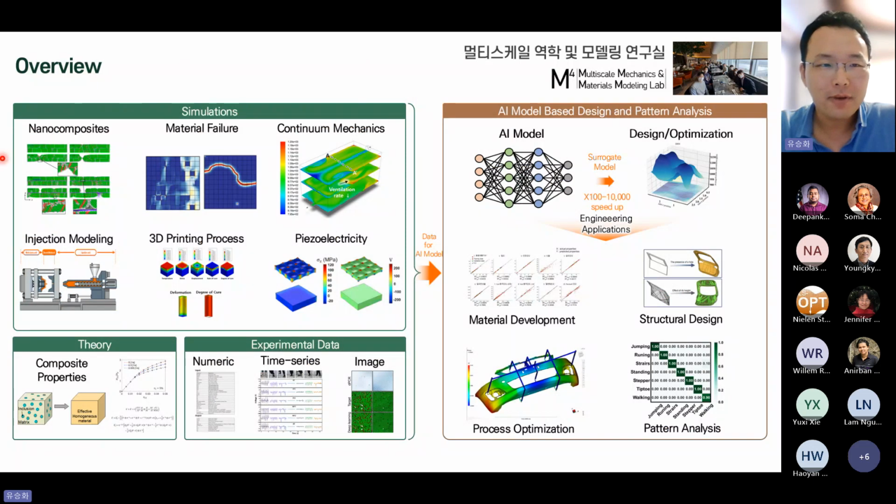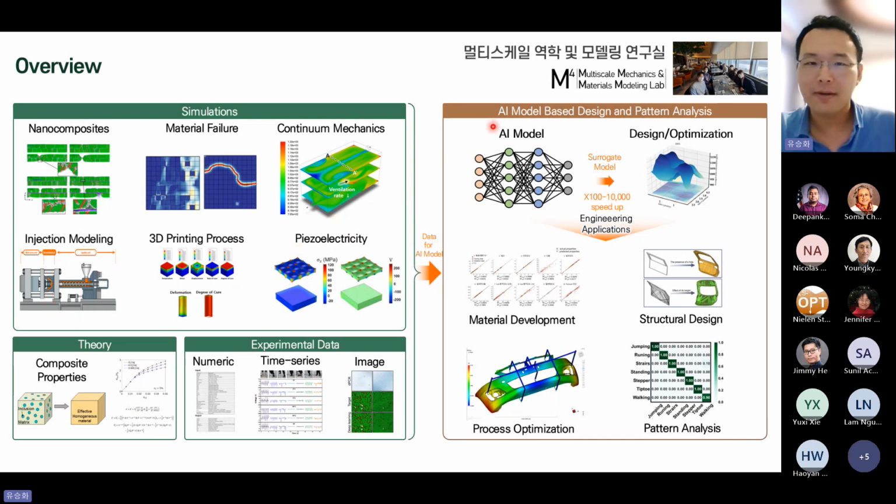In the first 3 years of my career, I focused on nanocomposites and nanomechanics because I got my PhD in molecular dynamics and nanomechanics. And then for the next 3 years, I expanded my research to continuum simulation and continuum theory, because Korea has a huge and strong manufacturing industry. I found that to make some impact in Korea, I have to expand my expertise into continuum theories and simulations.